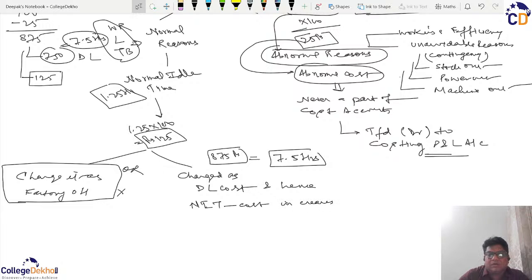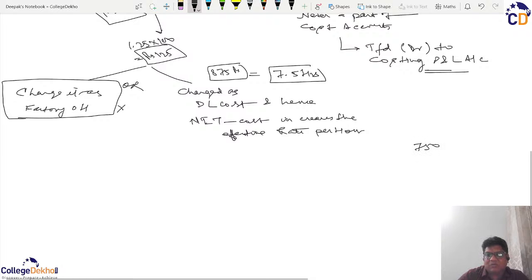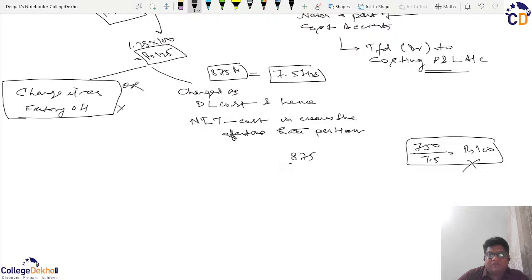and hence the normal idle time cost increases the effective rate per hour. The effective rate per hour, it means if we had taken the cost as 750 rupees for 7.5 hours, the rate was 100 rupees, but that is not the case. The cost is 875 for 7.5 hours, and now if you calculate it, this cost will be 875 divided by 7.5. So this is coming out to be approximately 117 rupees.